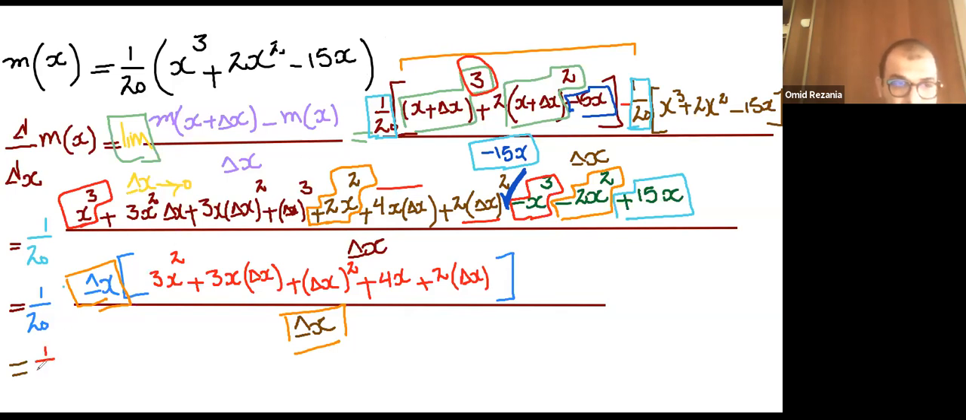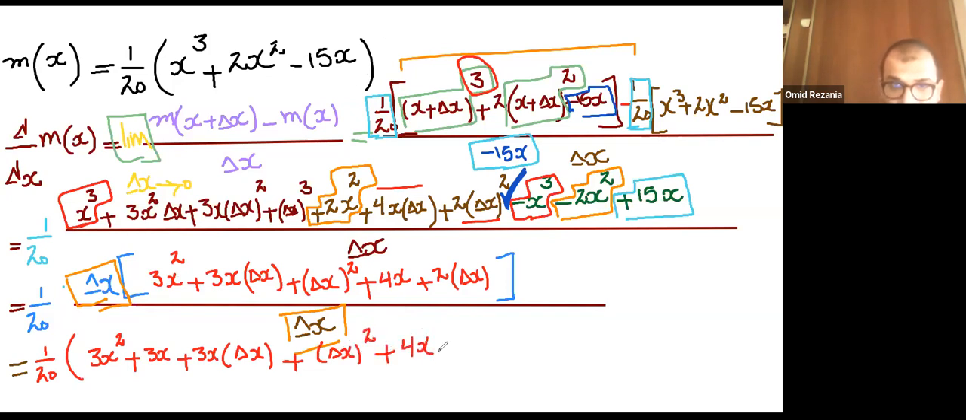Then it becomes 1 over 20. Then the terms which I have is this. The term which is left is all inside the parentheses, which is 3x squared plus 3x plus 3x delta x plus delta x squared plus 4x plus 2 times delta x, which is going to be this term.